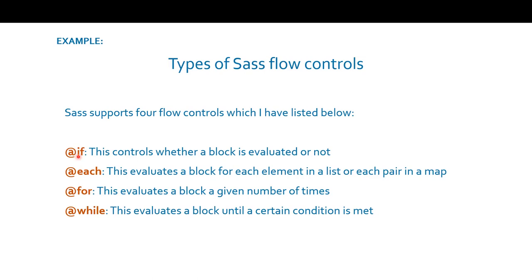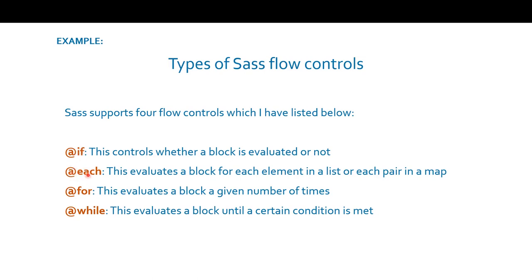We have the @if construct, we have the @each construct, we have the @for, and then @while. So let's look at them individually. @if controls whether a block is evaluated or not. We've seen this in our previous lecture. We use the if flow control to determine if a particular block of code will be executed or evaluated. That's what we use @if to do.